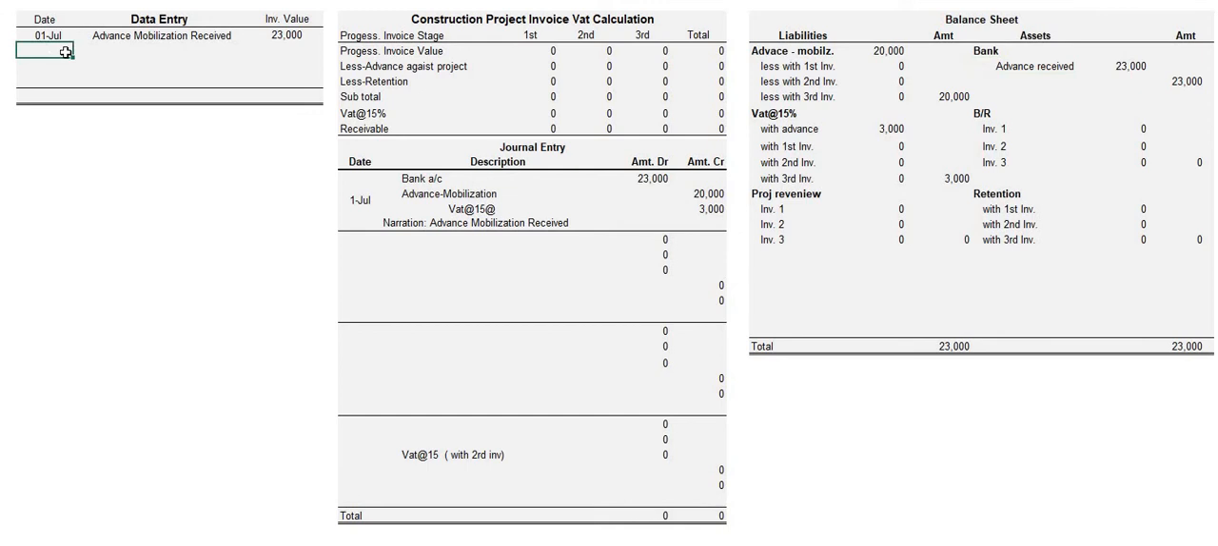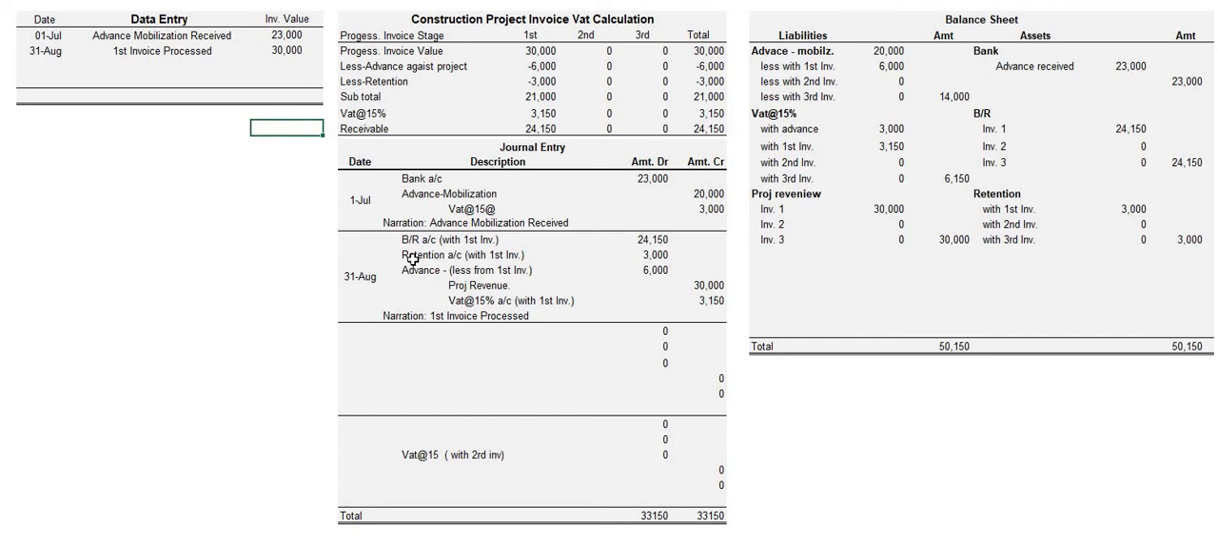Now go to step 2. In step 2, we have completed a certain portion of our work on August 31st, and we have processed the first invoice. Suppose it is 30,000. You can see here the journal entry: bills receivable is 24,000. Where did we get this 24,000?